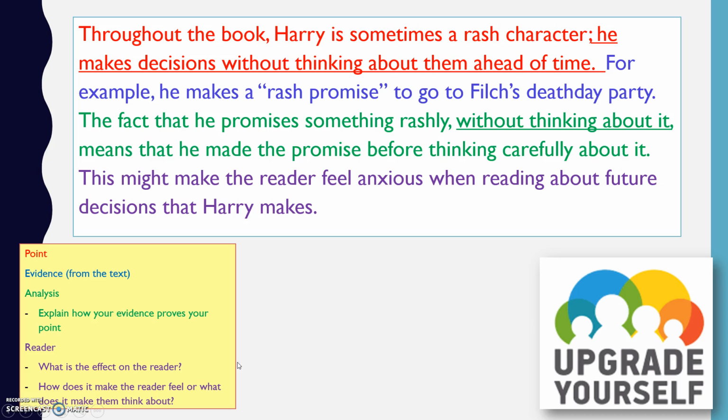Now, let's upgrade this, okay? Remember, I'm going to be looking at punctuation, so I want to make sure I put in a semicolon. So, throughout the book, Harry is sometimes a rash character; he makes decisions without thinking about them ahead of time. I also want to add in a subordinate clause that's surrounded by commas to make sure that I get a level 6. So I've added it in here: the fact that he promises something rashly without thinking about it, comma, and so forth.